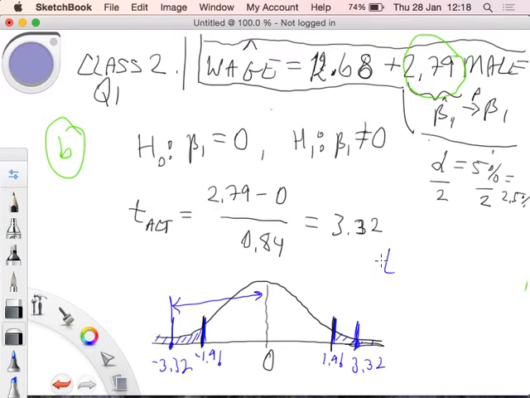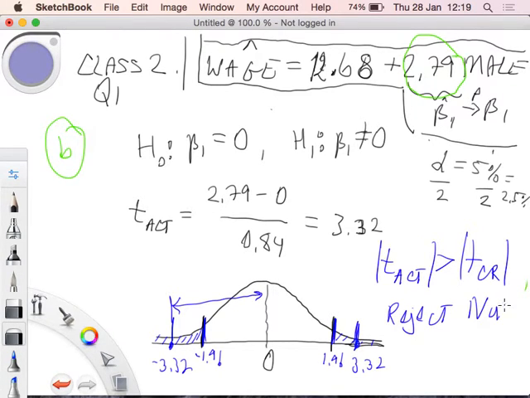So T actual, absolute value, is greater than the T critical. Reject the null hypothesis. Essentially we're saying here is that there is a significant gender gap. Yeah, there is a significant gender gap. And the coefficient estimate comes from a population with a non-zero mean. It comes from a population with a value close to this, maybe.